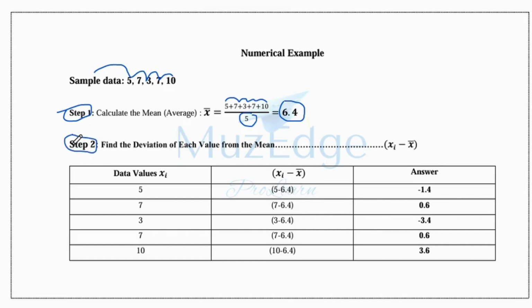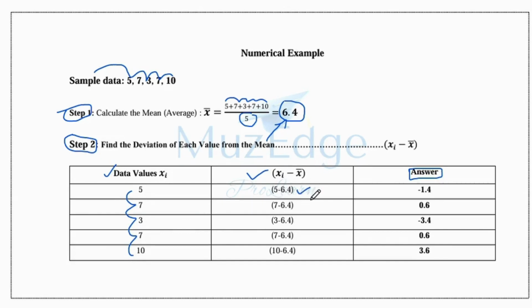Now let's move on to step 2, finding the deviation of each value from the mean. Deviation simply means how far each value is from the mean. In this case, the mean we calculated earlier is 6.4. To make things easier, we'll organize this step in a simple table with 3 columns. 1. Data values. 2. Deviation formula, which is value minus mean. 3. Answer. Let's start with our data values, 5, 7, 3, 7, and 10.